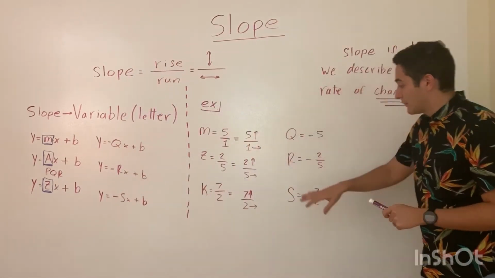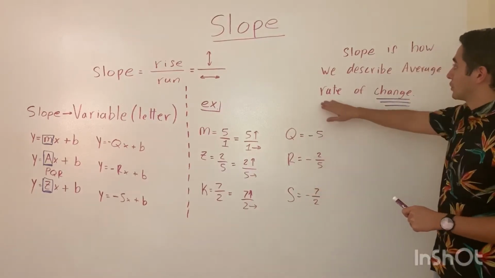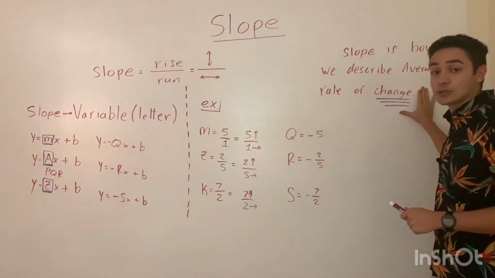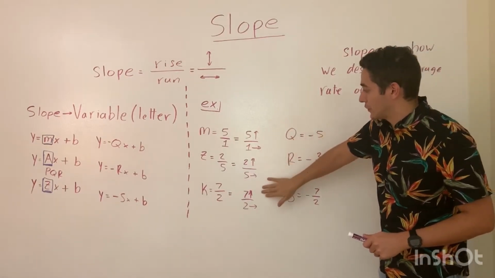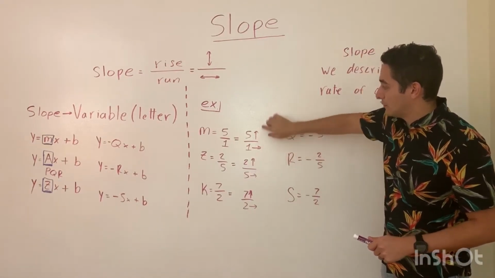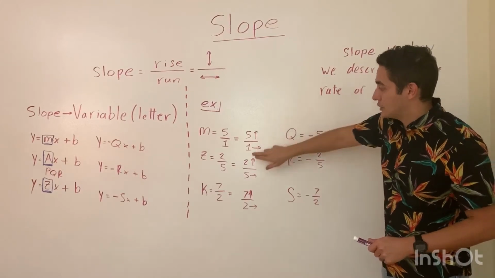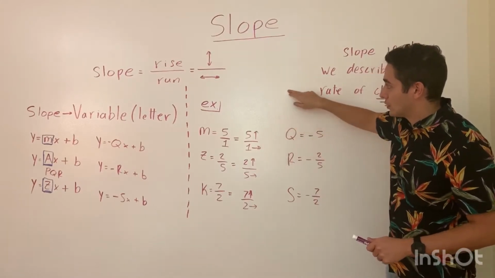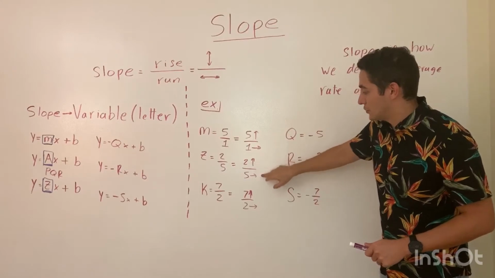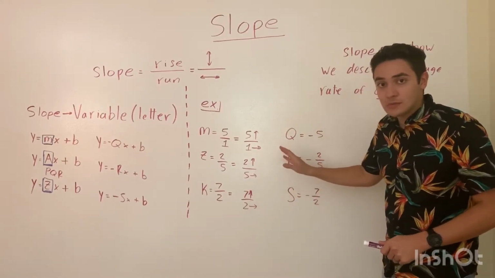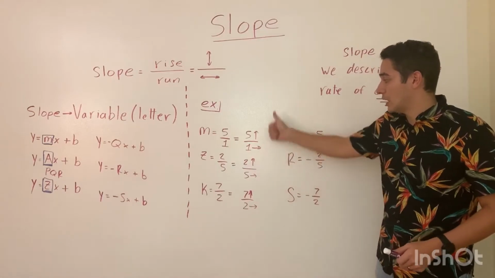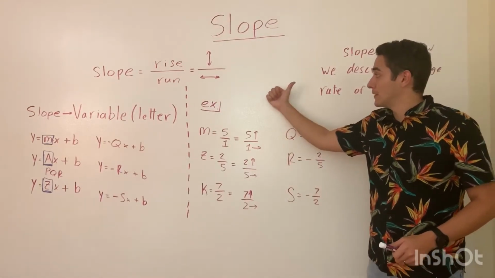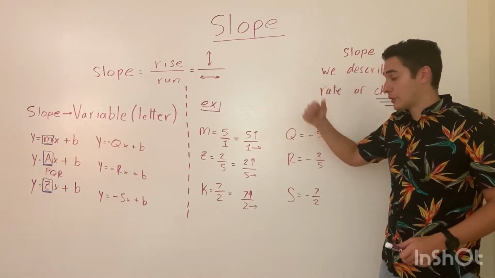So before I start, just a quick reminder, remember that slope is always talking about average rate of change. So again, we saw average rate of change over here. We saw change 5, or go 5 up, and then change 1 to the right. So 1 over to the right. The same thing here, 2, 5, and 7 over 2. The same thing, just that the number changes, but it's still going up a certain number and then going to the right a certain number.